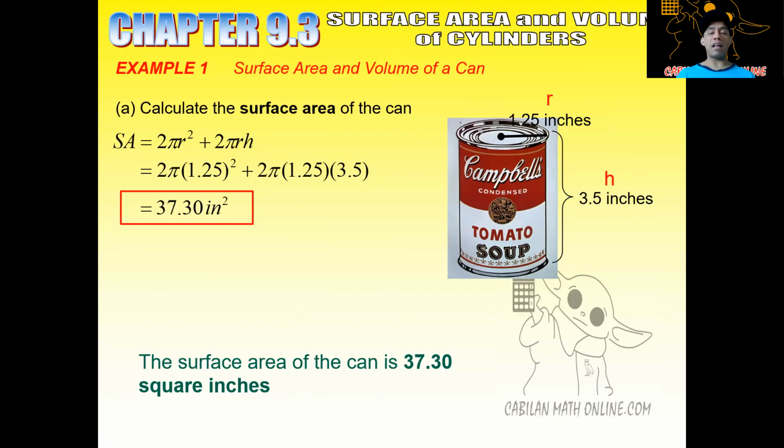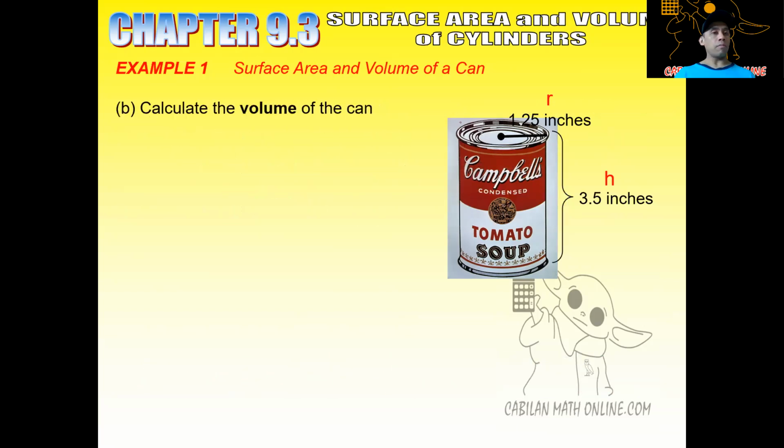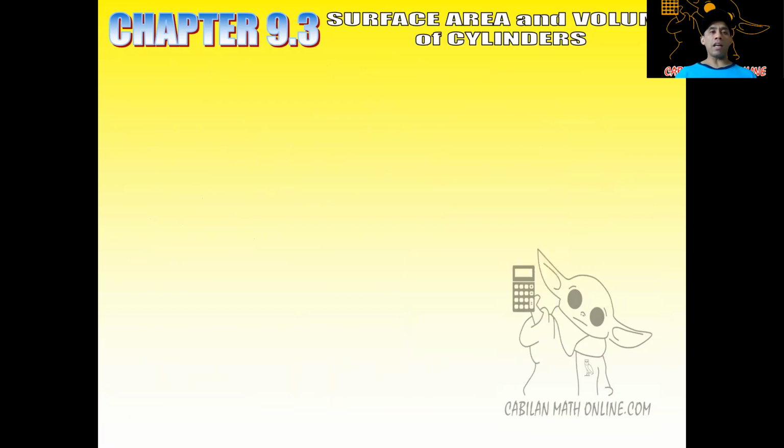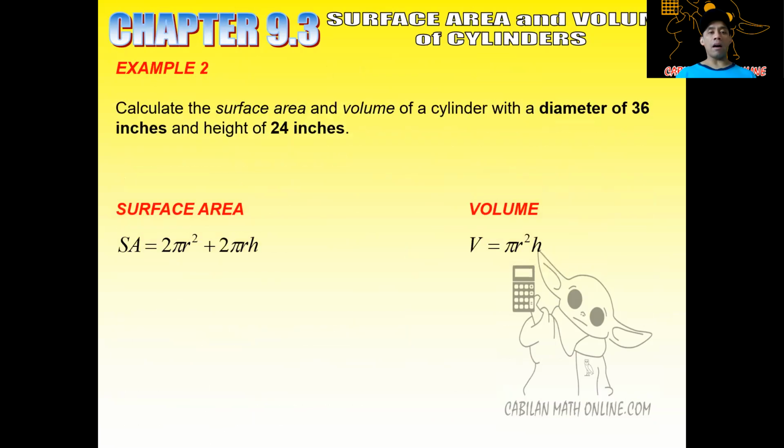So let's take a look at the calculation for volume. Exactly the same thing, pi r squared h. We take the r, replace it with 1.25, and the height, replace it with 3.5. Just be careful with this one because you notice the 1.25 is squared. So make sure you press that x squared key after you put the 1.25 in brackets. And you should get 17.2 cubic inches. Again, the units are inches, and it's cubed for this one because we are dealing with volume.